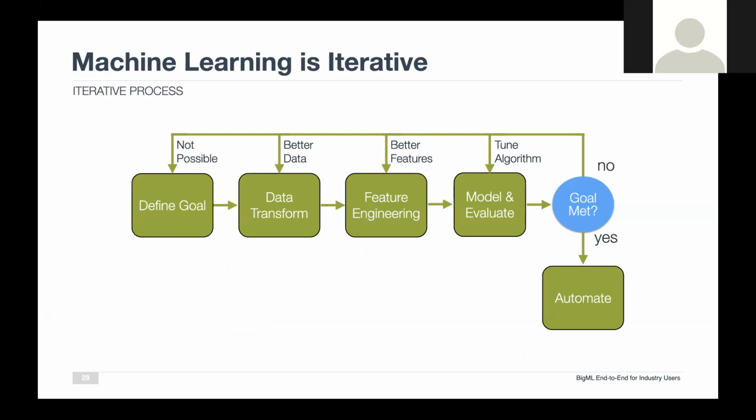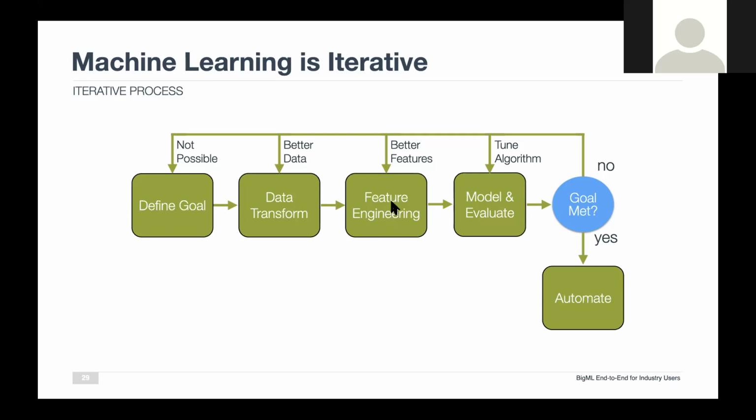Maybe an easier picture. First we'll need to define the goal, the specific goal we want to reach, and then get and transform data, calculate features, model and evaluate, and then check if we met the goal. If we didn't meet the goal, we can go one step back, maybe trying different models. If that doesn't work, one other step back, and then probably getting new features.